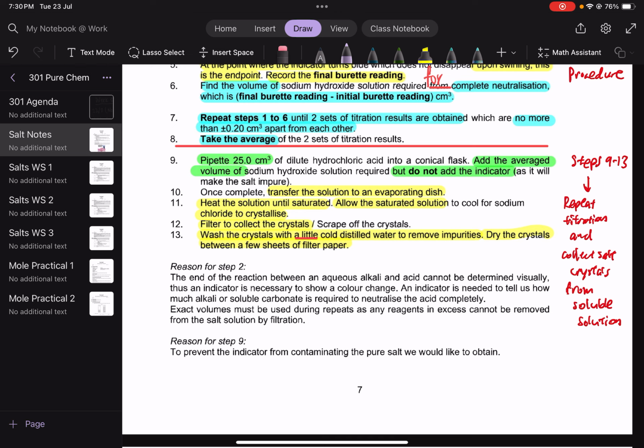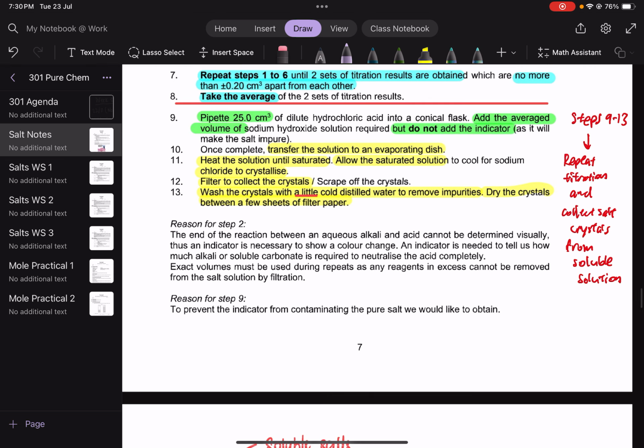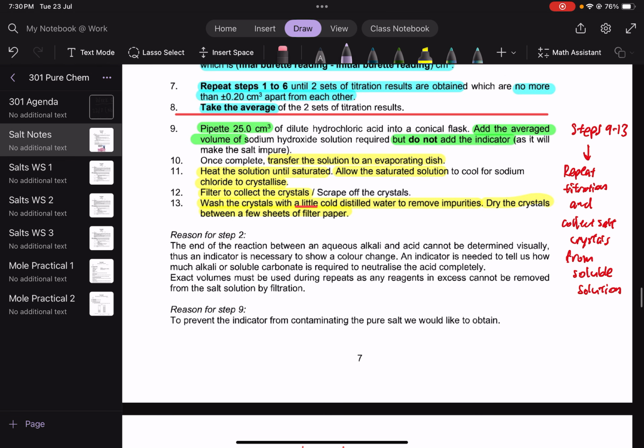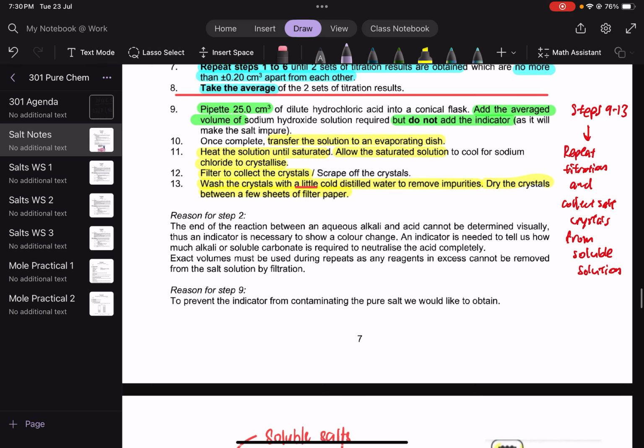So similarly, we will transfer this solution into an evaporating dish to be heated until a saturated solution is formed. It is then cooled so crystals can be formed. These crystals are then filtered and washed with a little cold distilled water to remove any impurities. Do note that a little cold distilled water is used only because if you use too much cold distilled water, these soluble crystals will actually dissolve in this water. So lastly, we will press these crystals dry between sheets of filter paper to obtain a pure dry sample of sodium chloride.